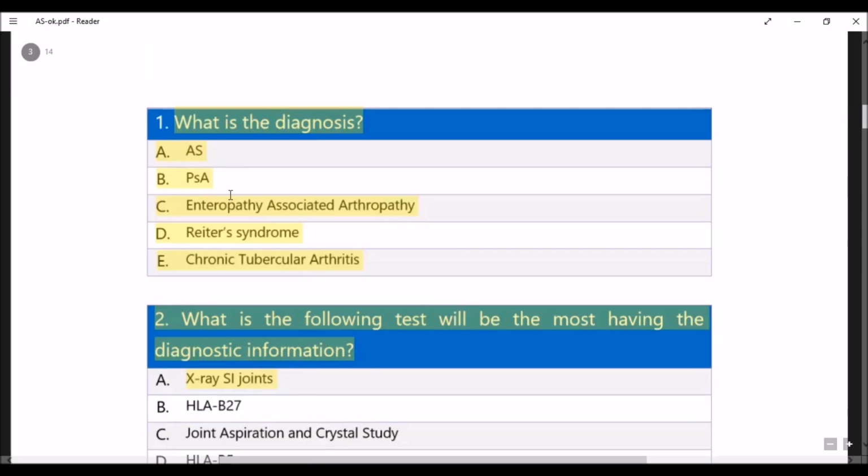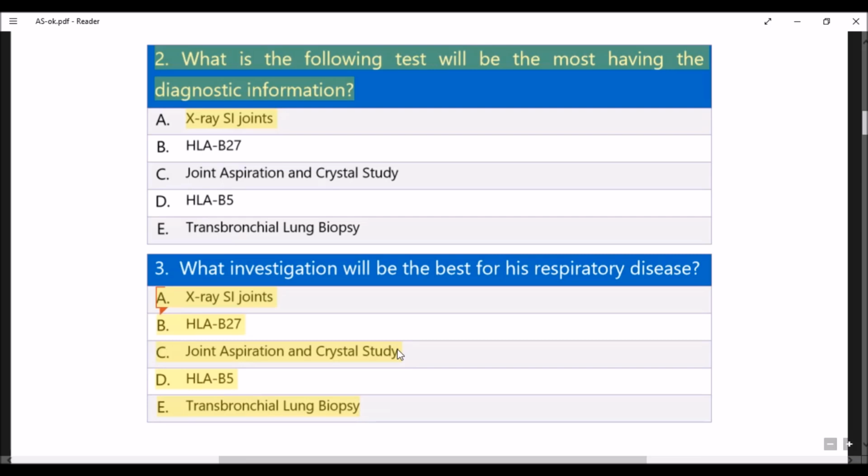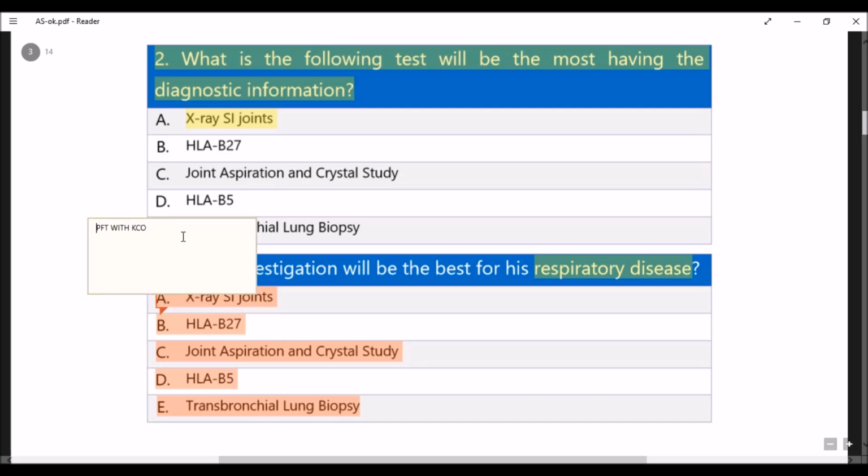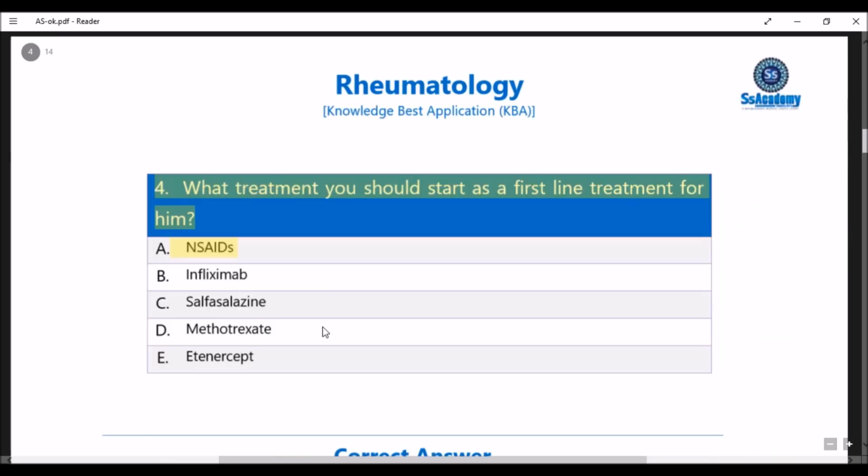So the question: the diagnosis is ankylosing spondylitis. The diagnostic test is the X-ray of the SI joints, and for the respiratory disease, once again the PFT and KCO. Yes, and for treatment, the NSAID is the first line treatment that should be started.